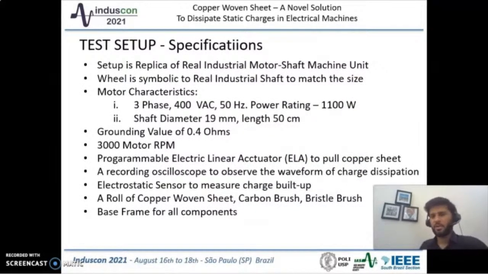The wheel was symbolic to the shaft of the industrial size. Motor specifications are given here: it was a 1.1 kilowatt motor. The grounding value of our laboratory was 0.4. 3,000 RPM was matched to the industry. And we had a programmable ELA to pull the sheets on both ends.